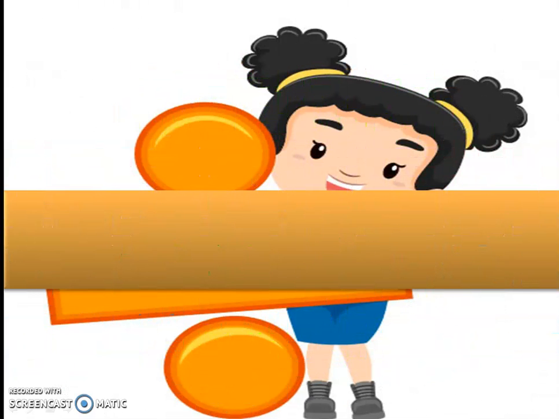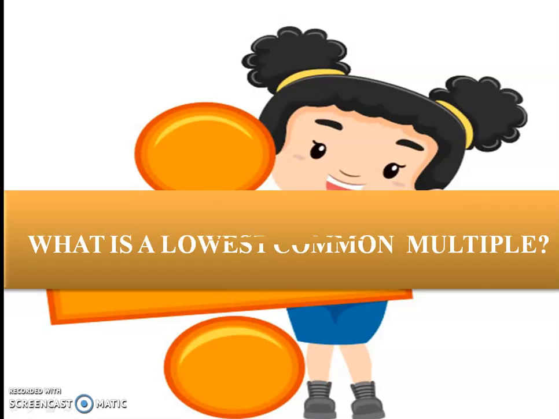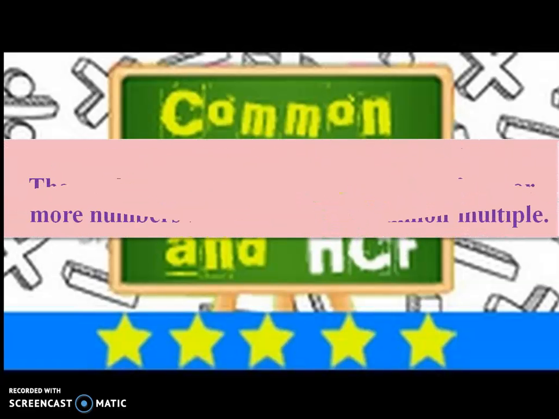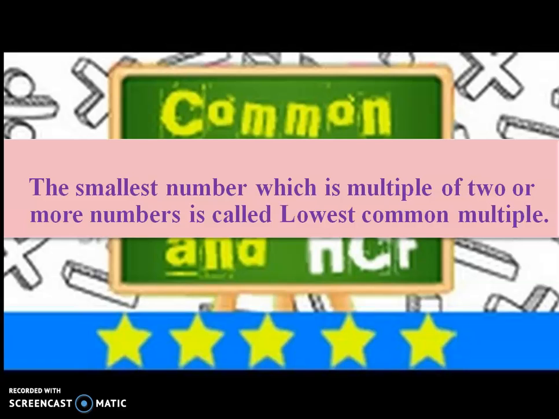Now let's see what is lowest common multiple. The smallest number which is a multiple of 2 or more than two numbers is called lowest common multiple. Now let's see some of the examples. Find LCM of 5 and 10.